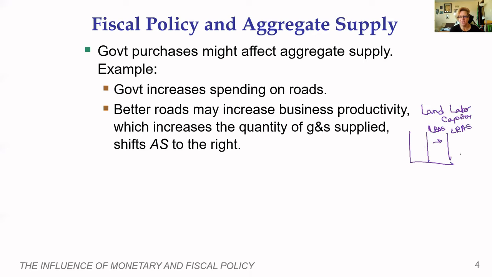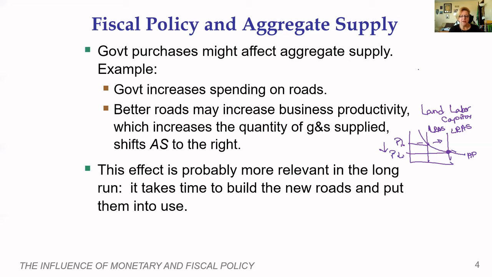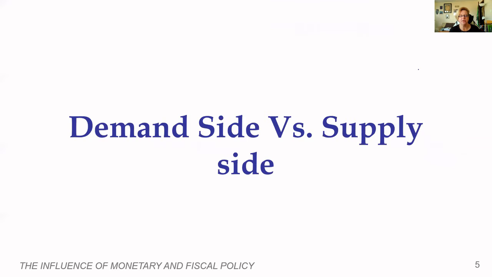How does that impact us? If this is aggregate demand, then the price level was originally here. And after that shift, the price level would decrease. If you're thinking ahead, you might say that will also affect short run aggregate supply. You're absolutely right. But it's more relevant in the long run because it takes more time to build roads and infrastructure. So we tend to think of it as a shift in the long run aggregate supply curve.